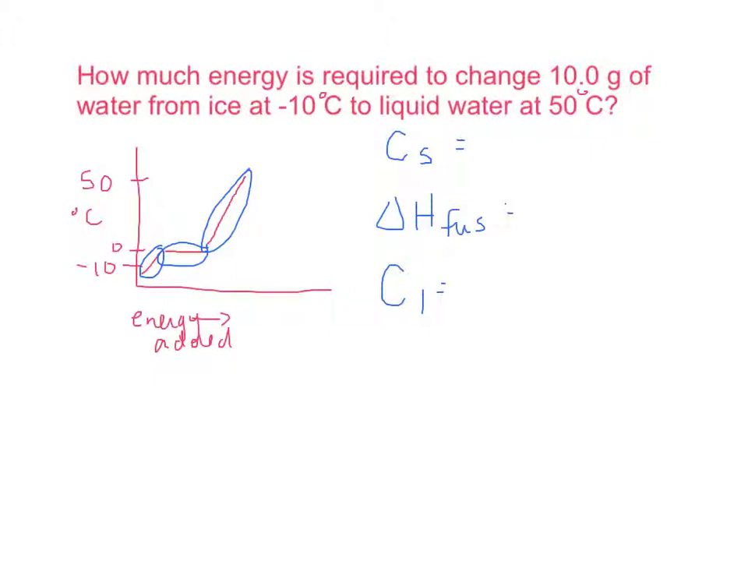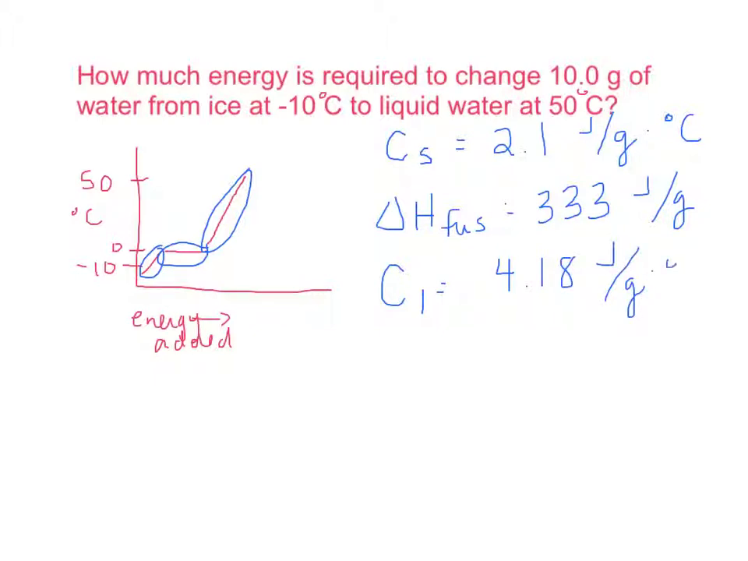So the specific heat of ice is 2.1 joules per gram times degrees Celsius. The heat of fusion is 333 joules per gram. And the specific heat of water is 4.18 joules per gram times degrees Celsius. So now we're going to use these to perform our calculations.